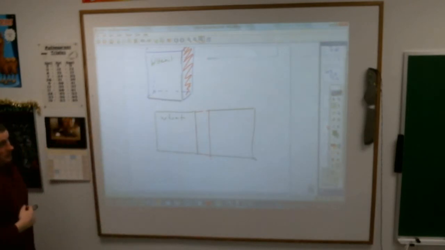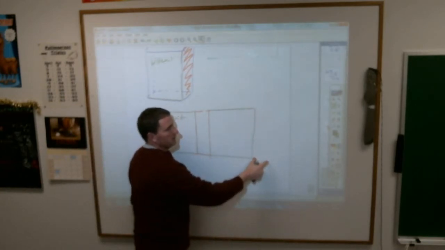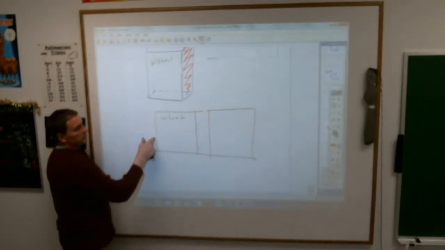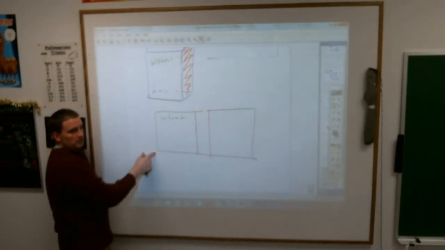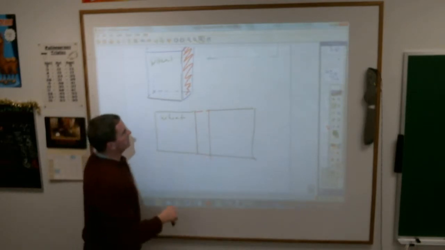Just to be different, by the way, I don't have to put the little skinny thing here. I could put it on this left side over here. Or what else could I do? That's not the only way to draw this net.